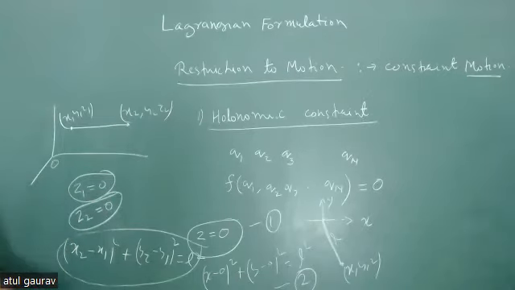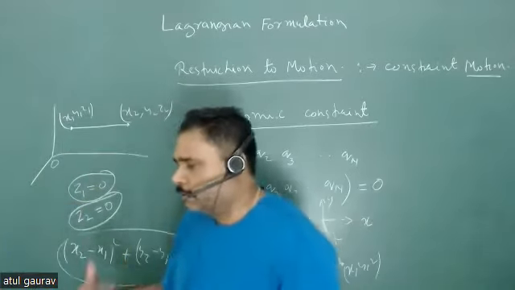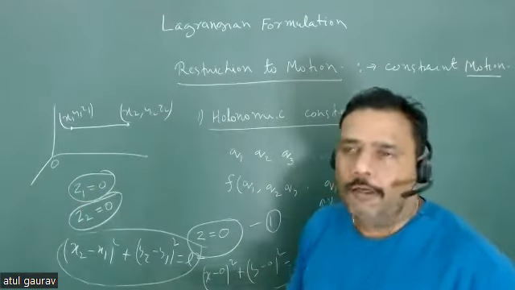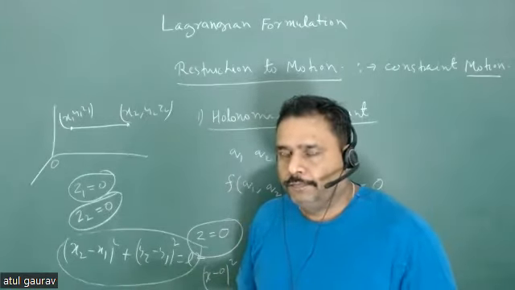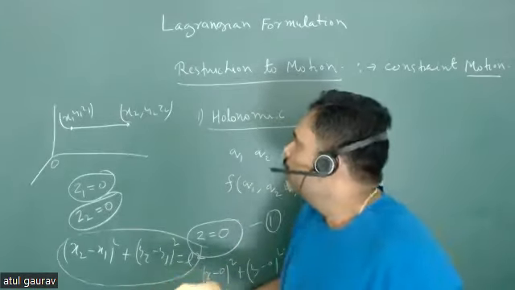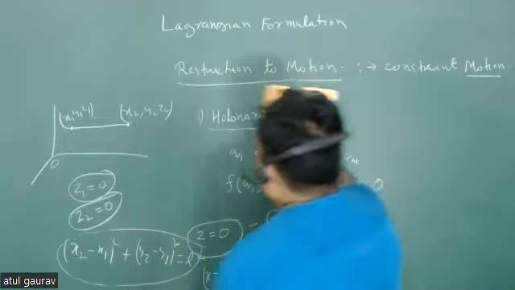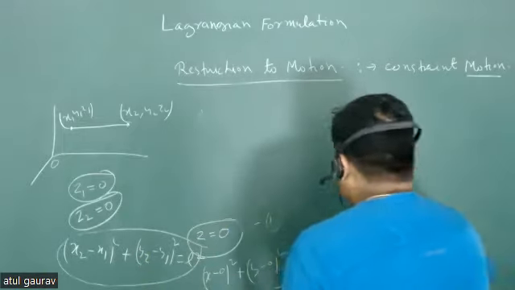We will take a lot of examples when we go for degrees of freedom. But I think I should move towards non-holonomic constraints. By the way, right now, are you people comfortable? Okay. So let's go for a non-holonomic constraint.